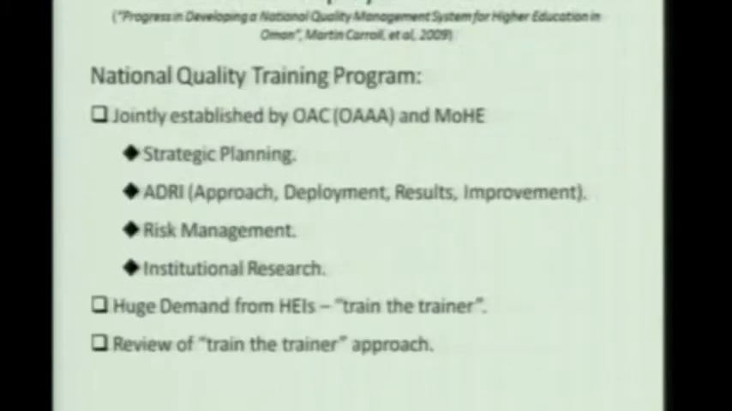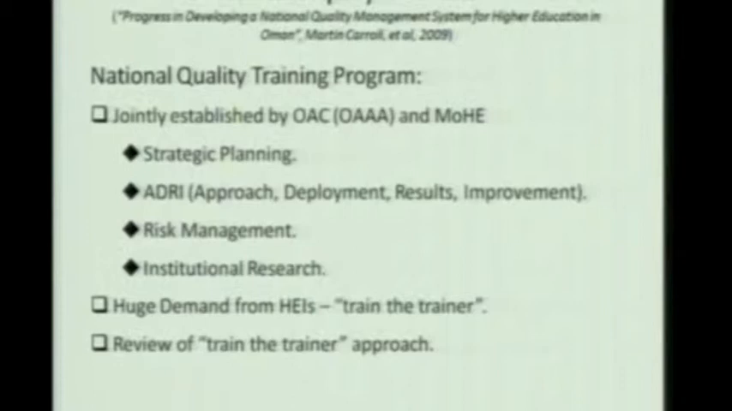Oman has created a semi-independent national quality training programme. It is co-owned by the Oman Academic Accreditation Authority and the Ministry of Higher Education. It systematically aligns with the needs and demands of the quality audit process and is adapted to the express needs of the Oman HE community and the perceived weaknesses that are emerging from the quality audits they've undertaken.